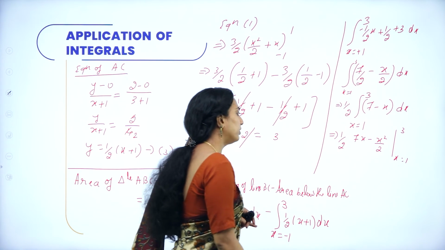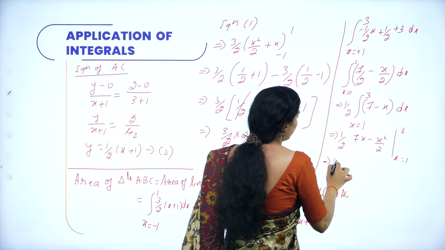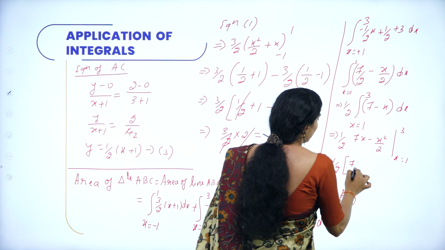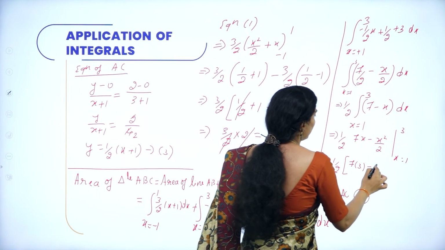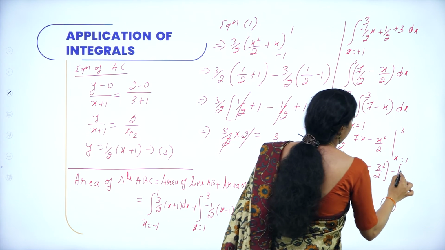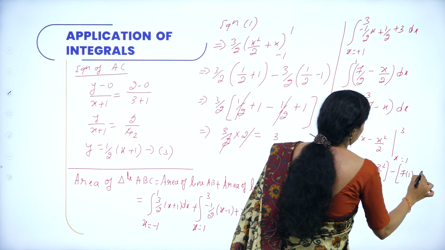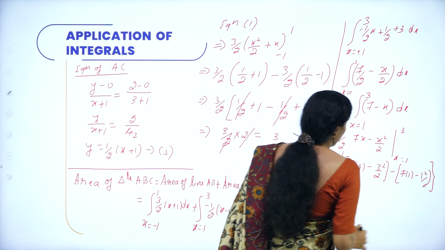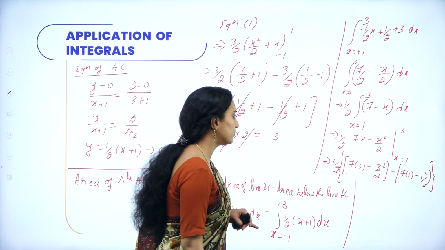Now apply the upper limit first by taking half as common factor. Upper limit is 7 into 3 minus 3 square divided by 2. Lower limit is 7 into 1 minus 1 square divided by 2. Correct? This is the lower limit. Now further simplification gives you what?